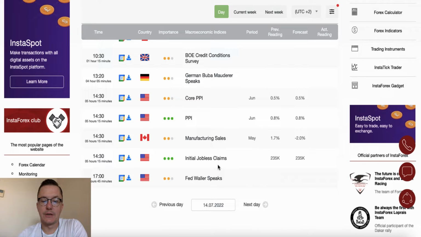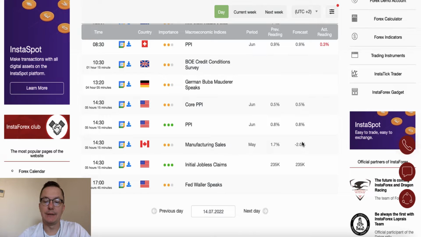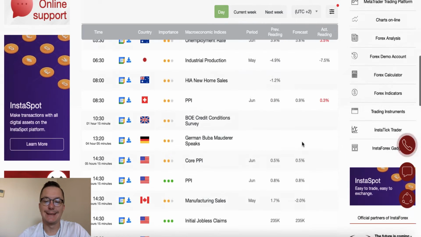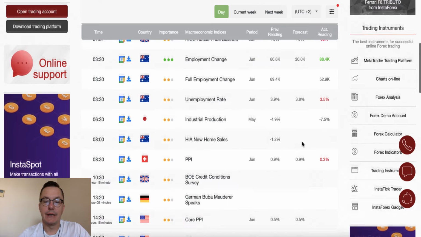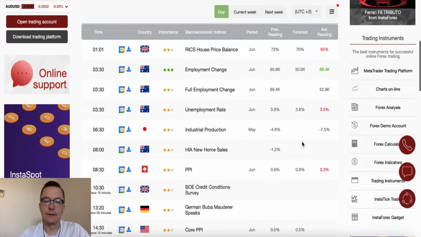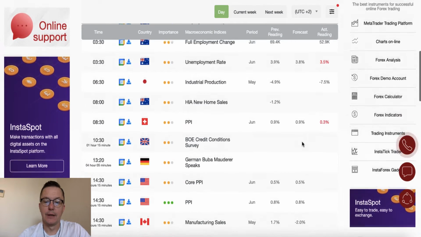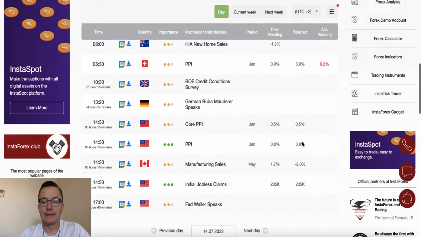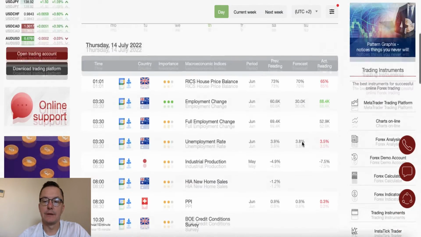One more data scheduled for release, as usual at 2:30, is manufacturing sales from Canada. The manufacturing sales last reading was 1.7%. This time market forecast is minus 2%. So it might be a very nice dip down in manufacturing sales in Canada. Alright, some data are here already, data from Australia and data from Japan. Some data we are waiting for, but overall it doesn't look like a very busy day.